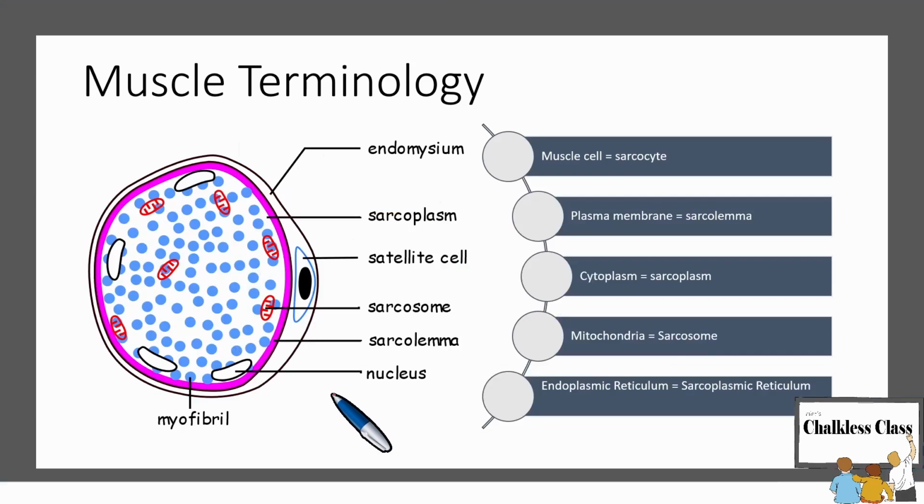Before understanding the various types of muscles, we have to know the jargon or the terminology of the muscles. A muscle cell is called a sarcocyte. Here we have shown one sarcocyte. The plasma membrane is called sarcolemma. The cytoplasm is called sarcoplasm. Mitochondria are called sarcosomes. Endoplasmic reticulum is known as sarcoplasmic reticulum.